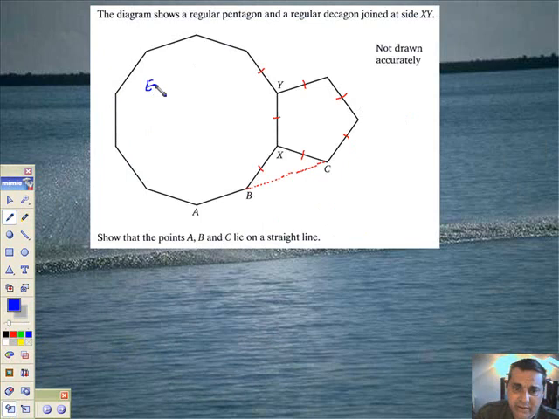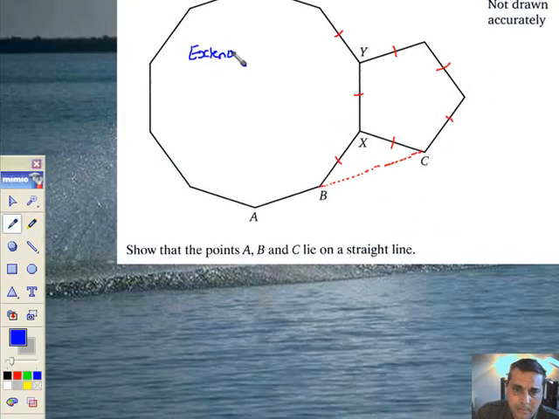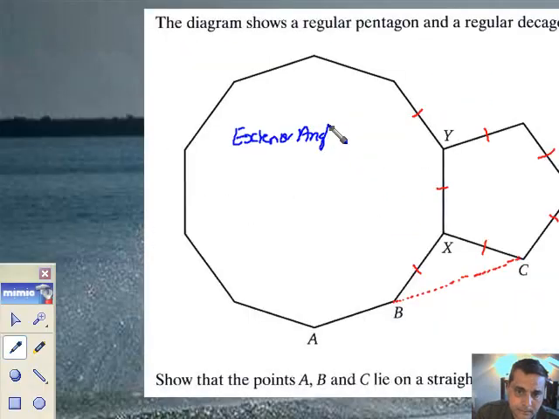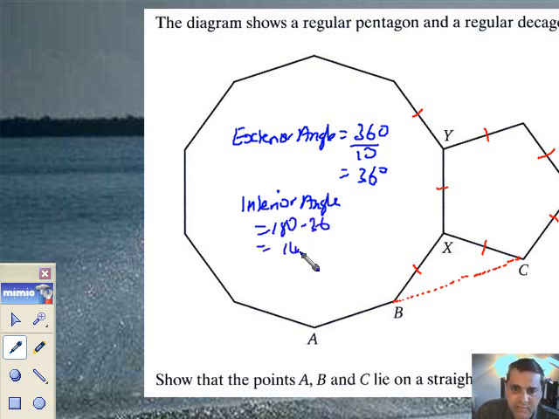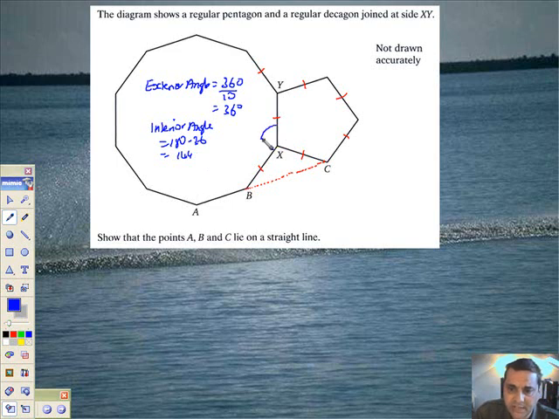So here I go, exterior angle, usual trick. I've got 360 degrees over 10, well that's 36 degrees. So I'm going to say the interior angle is going to be 180 take away the 36, that's going to give me 144. So I know this is 144, alright? The interior angle of a regular decagon.